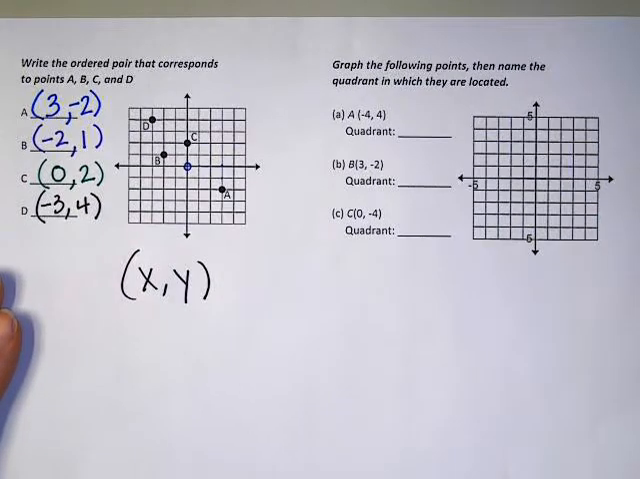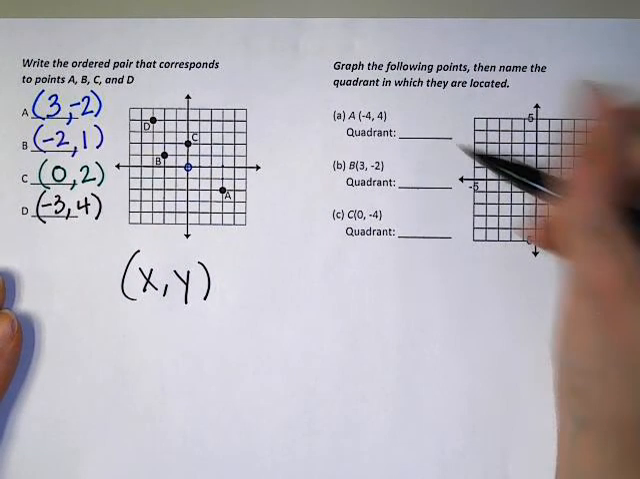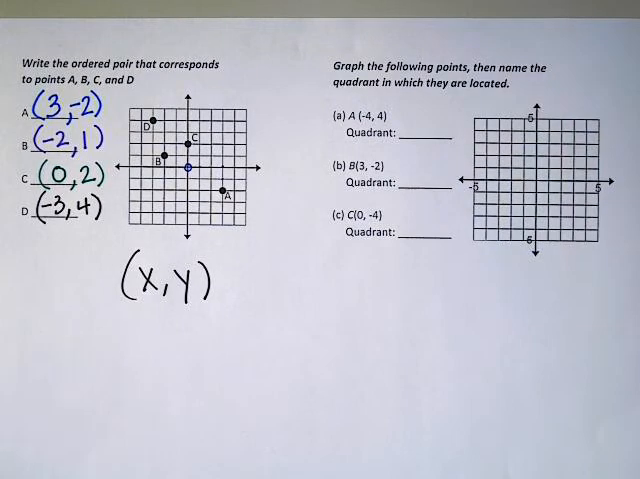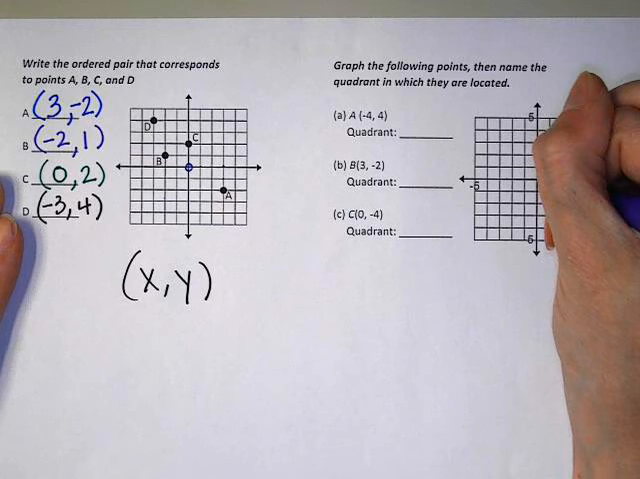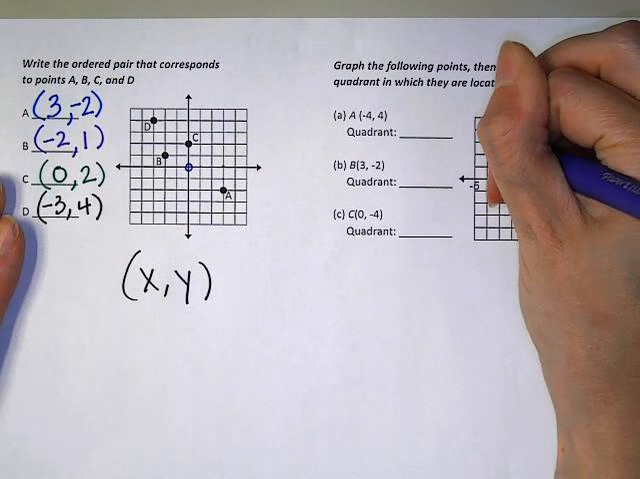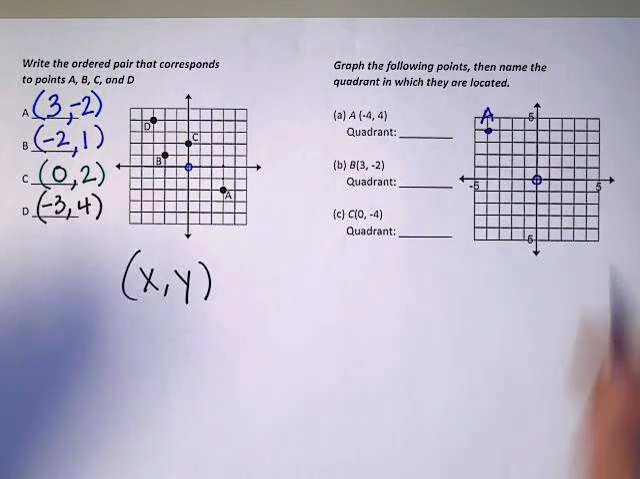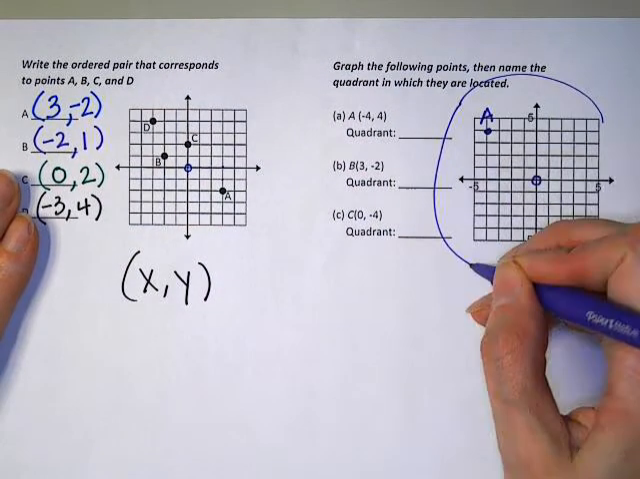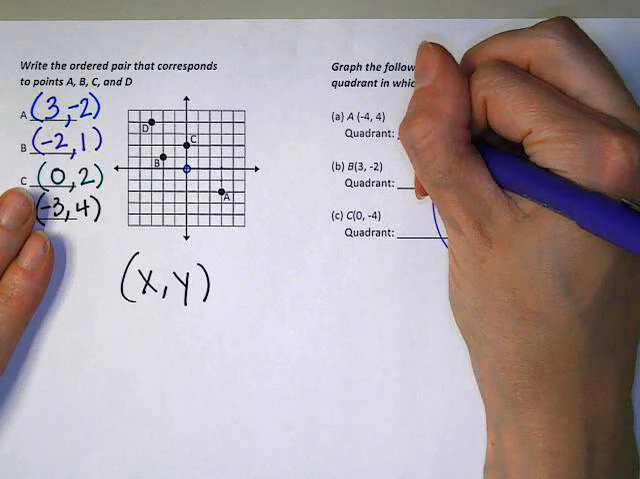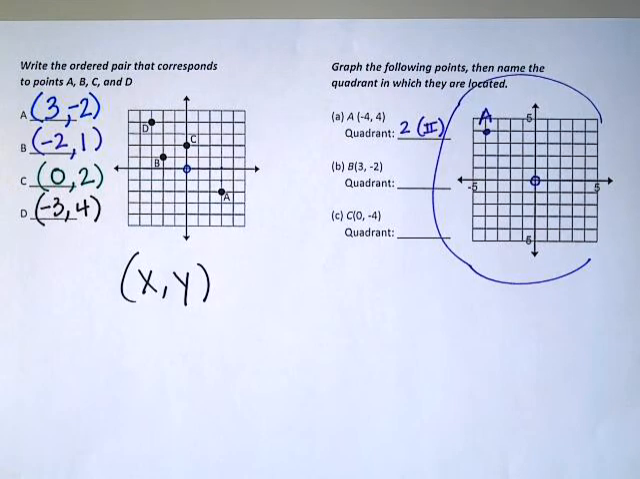Okay, now the opposite. If I give you guys an ordered pair, can you plot that point and tell me what quadrant it's in? So -4, 4 from the center would be left 4, up 4. And then we're going to call that point A. Now, what quadrant is that in? Remember, it's 1, 2, 3, 4. So that's in quadrant 2. Or if you like Roman numerals, you can write it like that. I don't care either way.